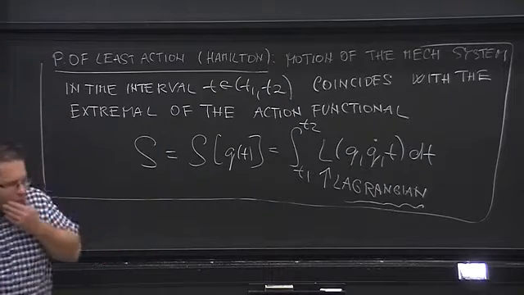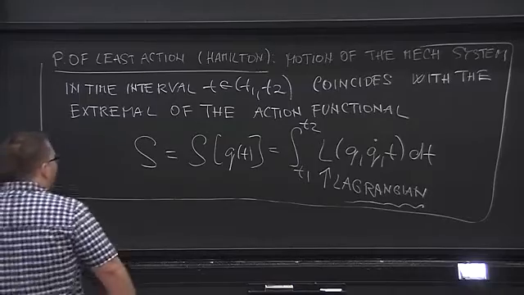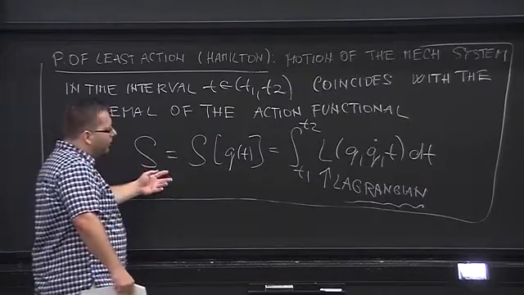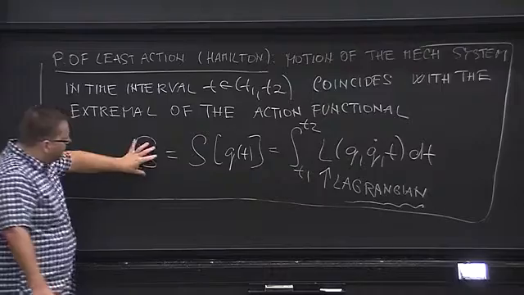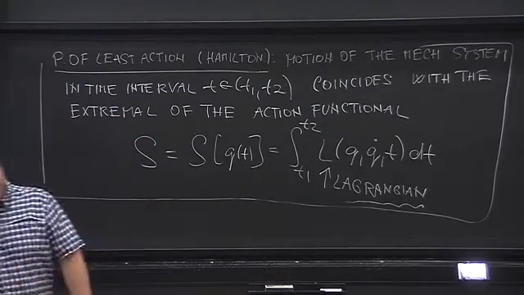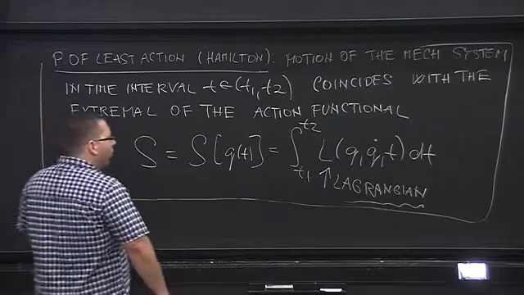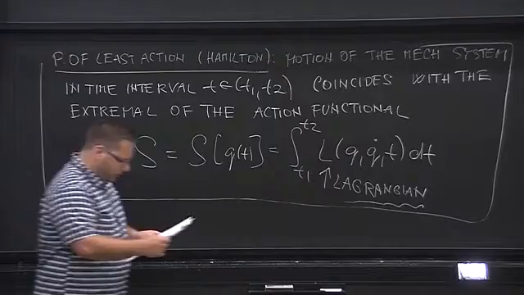Now, this is all very nice, but how do we get the equations of motion? Really, I have to extremize. I have to vary this, delta S, with respect to the trajectory q, and then I have to set this equal to 0. That corresponds to the extremum, and that hopefully gives me the equations of motion.